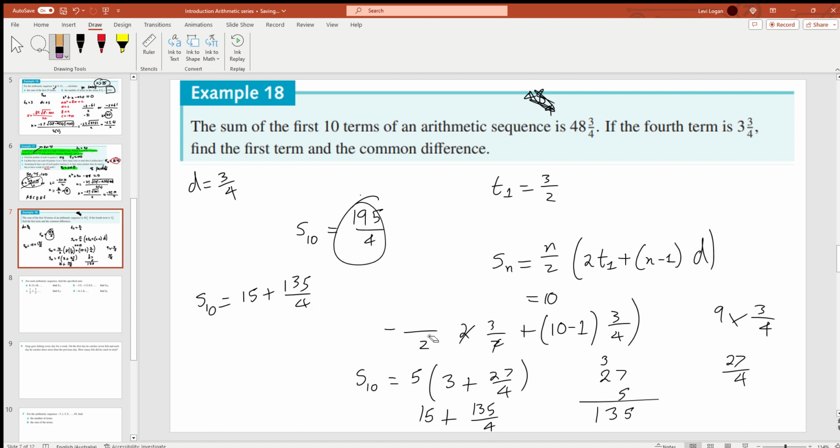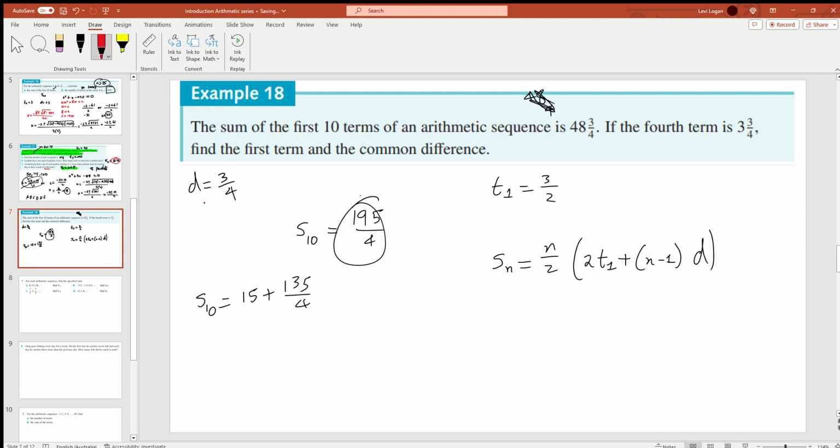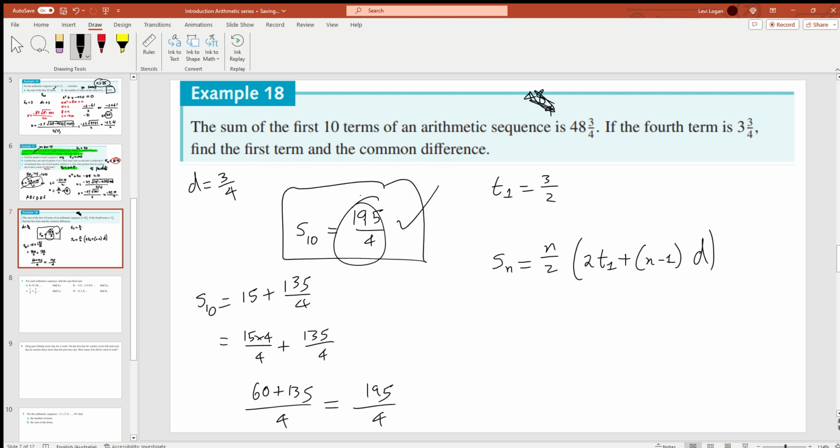I'm going to rub this stuff out now, just so I have enough room. The way we're going to add them together is we need a common denominator. So in other words, we need 15 times 4, divided by 4. 15 times 4 is going to be 60. So what we have is 60 plus 135 over 4, which gives us 195 on 4, which is what we had here. So that term has been proven correct.